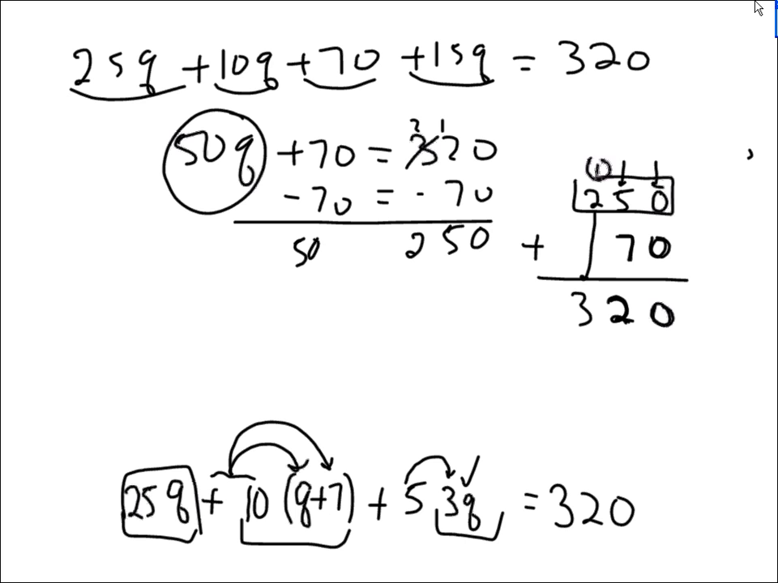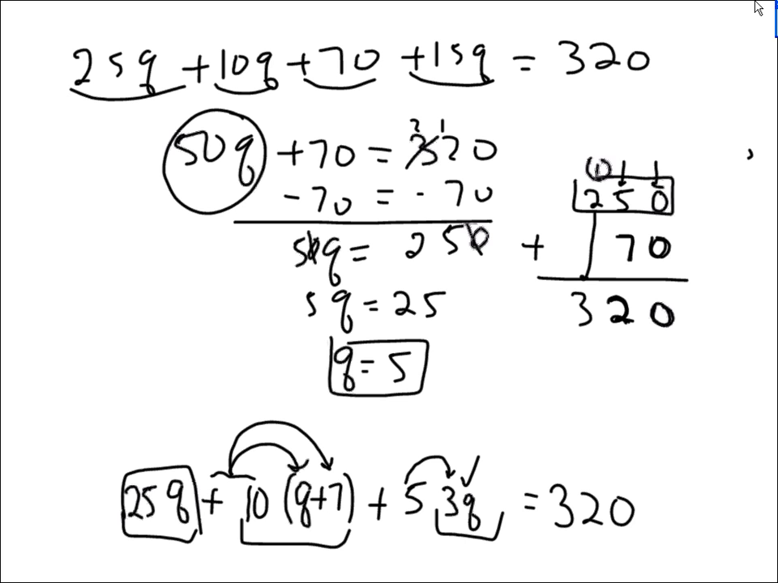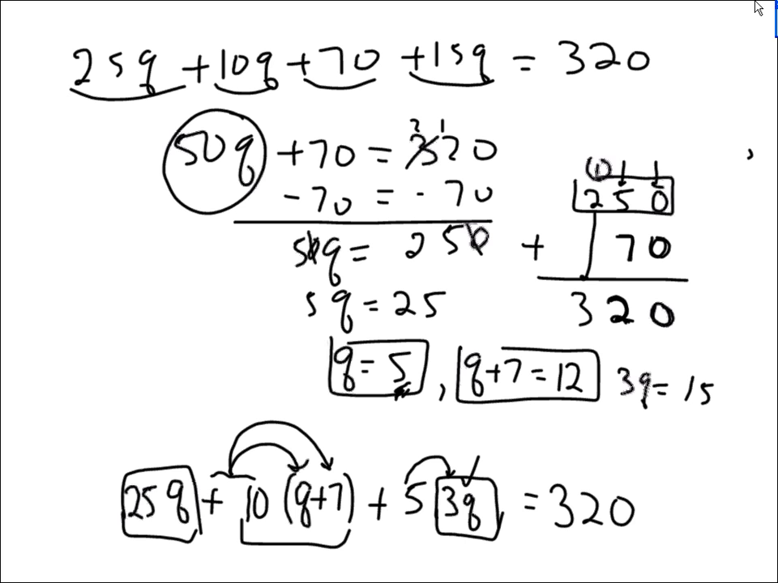50 times Q is 250. You can easily divide by 10. 5 Q's are 25. So how many Q's do you have? 5. That's the number of quarters. The number of dimes was Q plus 7. 5, remember Q is 5. 5 plus 7 is 12. That's the number of dimes. The number of nickels was 3Q. Well, if Q is 5, 3Q is 15.